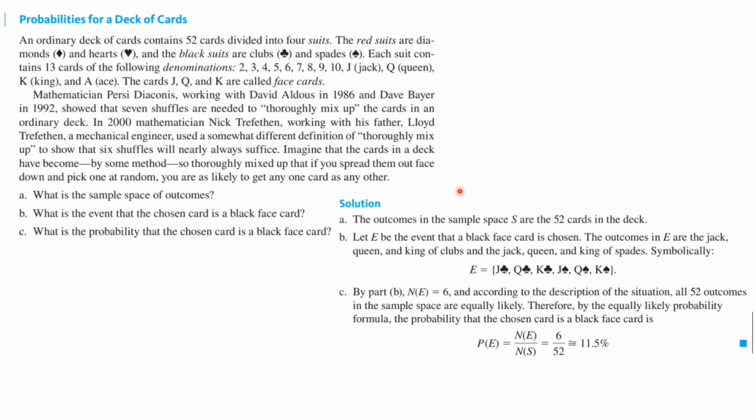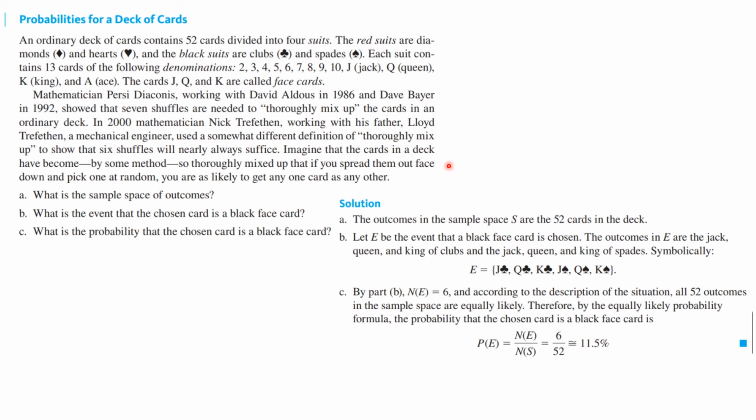Now mathematicians actually have studied cards a lot, and depending on whose paper you read, 7 shuffles are needed to thoroughly mix up the cards, or in a somewhat different definition, you can mix them up in 6, and that almost always works. Now, these are made precise in these math papers, but we'll just talk about mixing the things up.